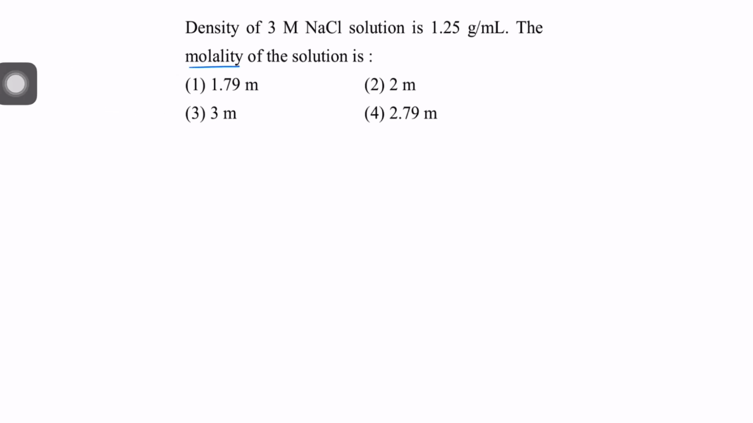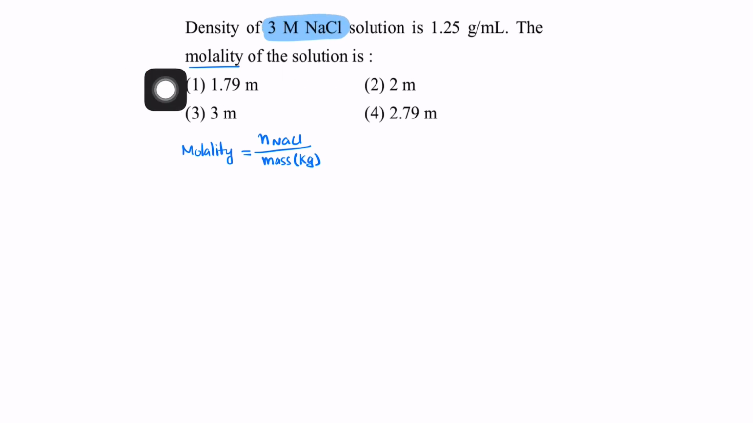Molality is equal to number of mole of solute, that is NaCl, by mass of solvent, okay, in kilogram. This is the formula of molality. What is the information given to us? It is 3 molar NaCl solution. So let's write the meaning of that.